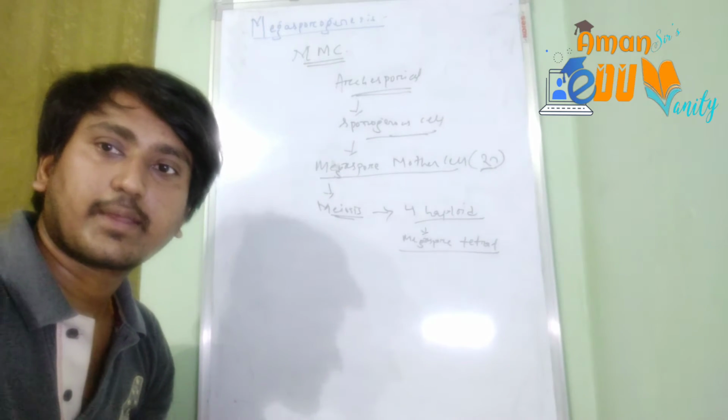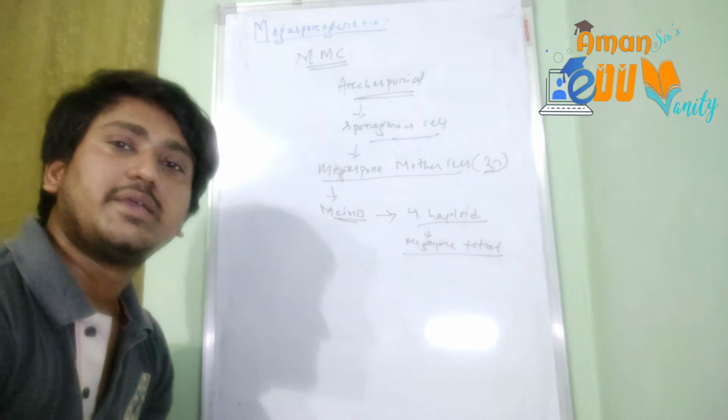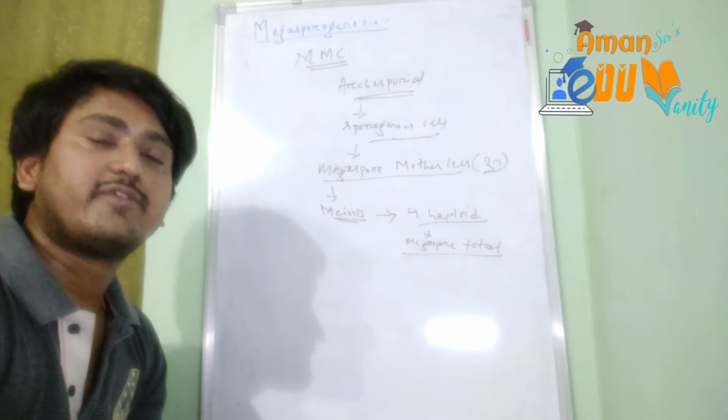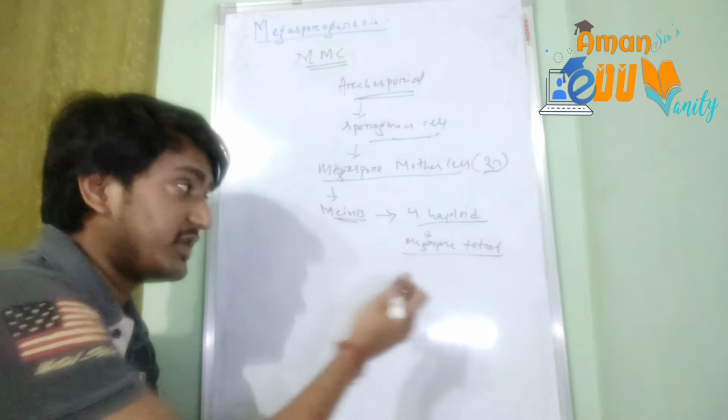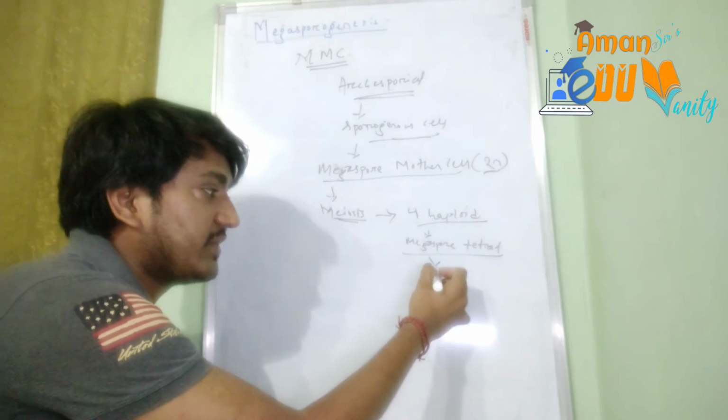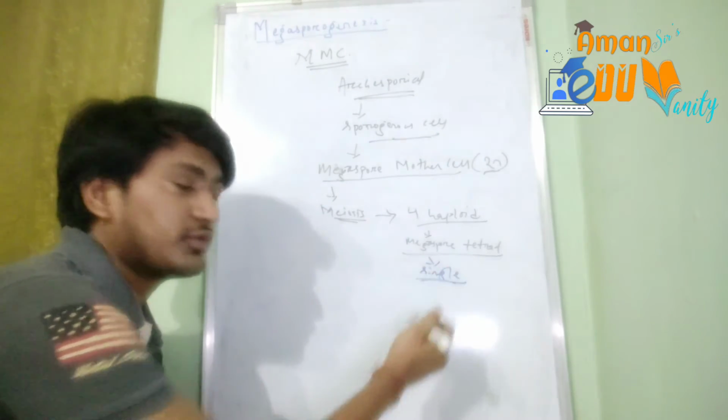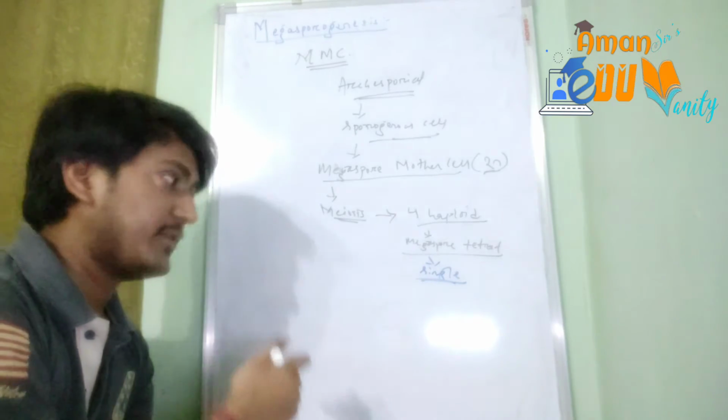Here, this kind of development of the embryo sac from a single megaspore out of the tetrad, only a single megaspore is coming to give rise to the female gametophyte or the embryo sac.